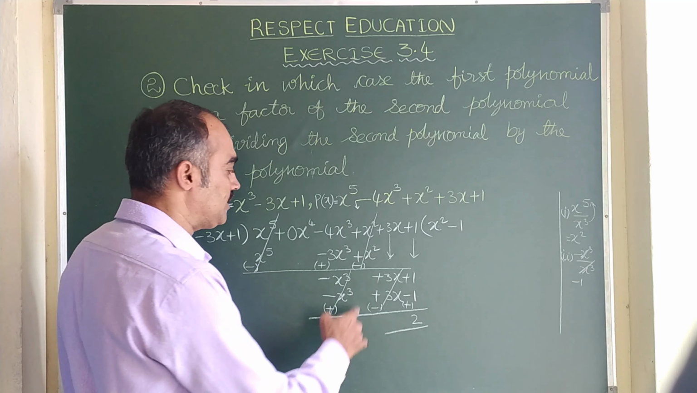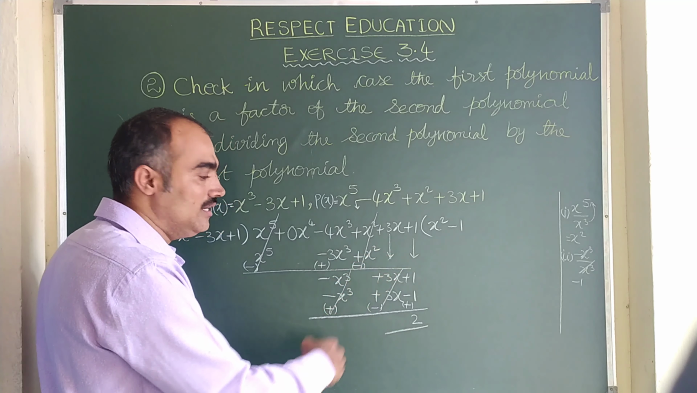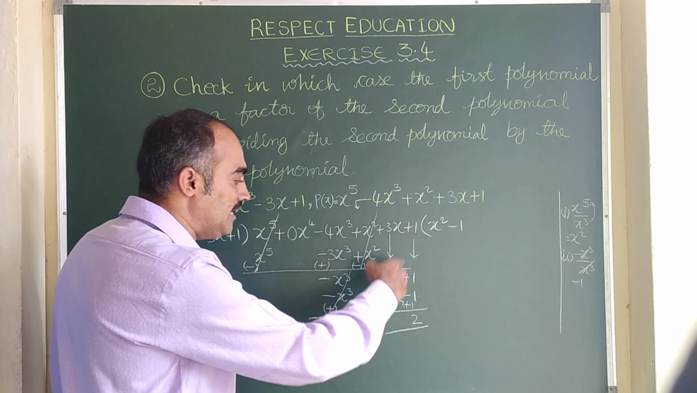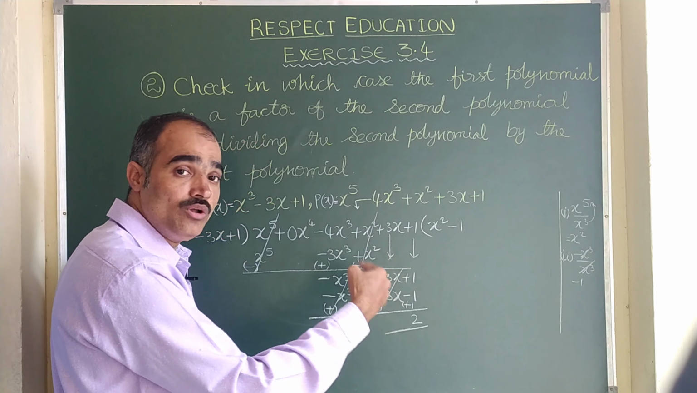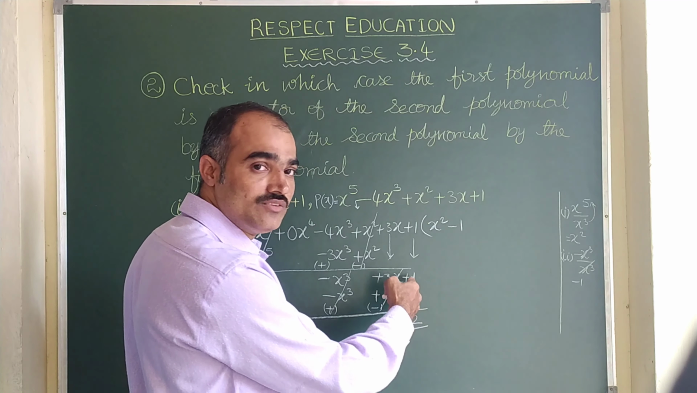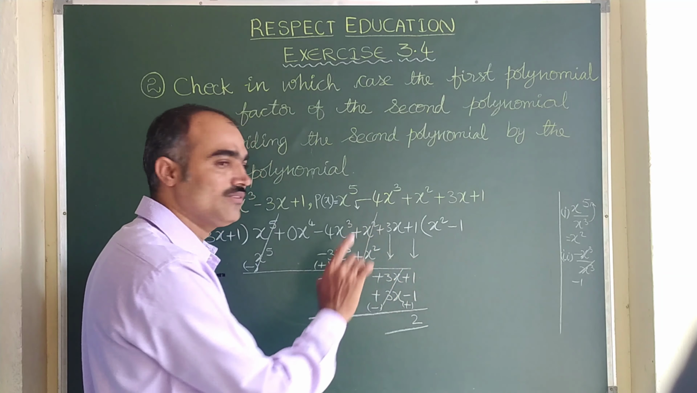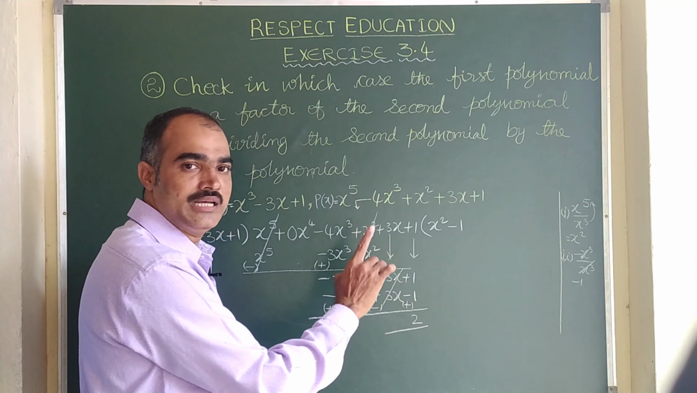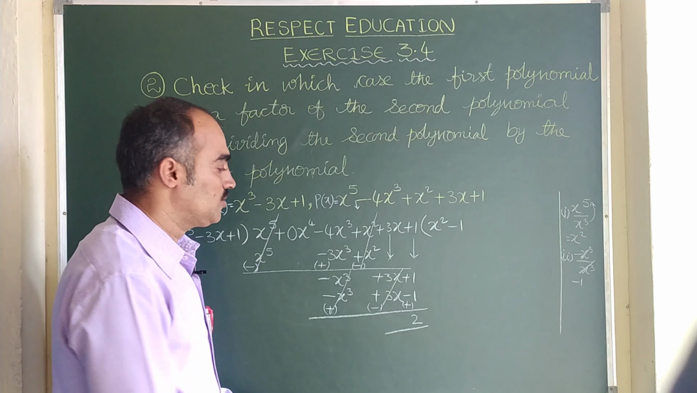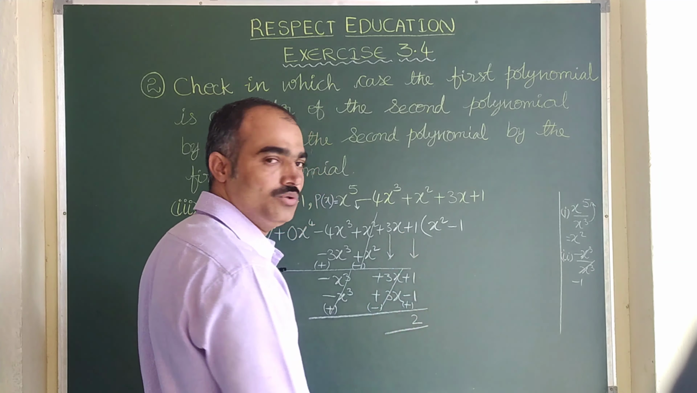Here don't be confused. All the terms look alike, so you may cancel x cube and x cube, plus 3x and minus 3x. In hurry mode, you may cancel plus 1 and minus 1 also, thinking that it is minus 1. But here is the mistake you should not make. You don't cancel them. You take care of the symbols. So finally we get the answer 2.